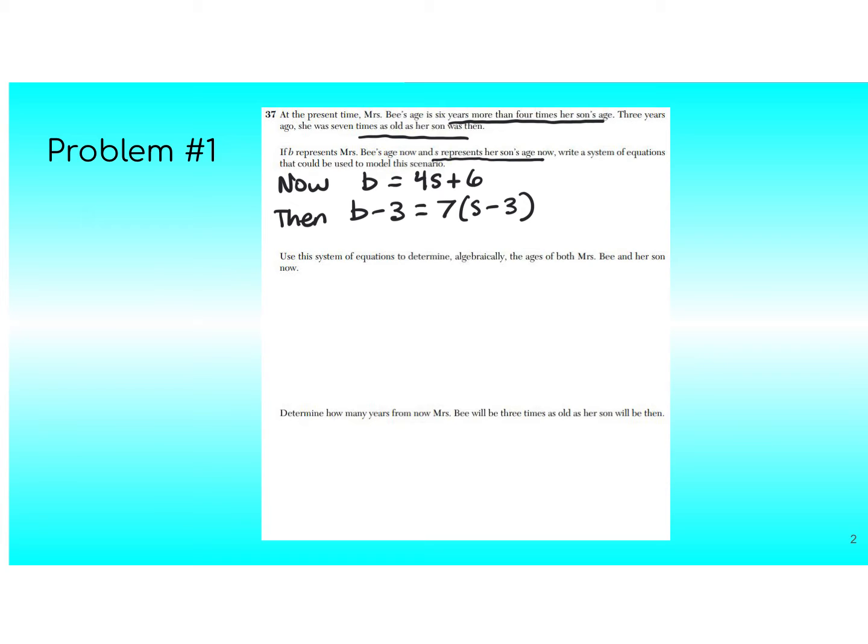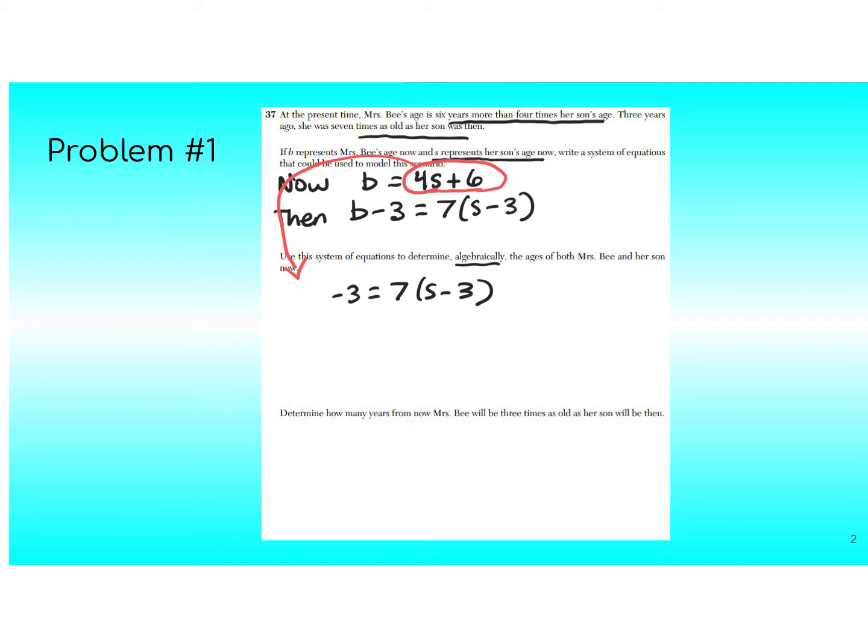Now it says determine algebraically. So we would need to decide what we want to use. I'm going to use substitution because 1 is already solved for B. So we know B is 4s plus 6. So we'll use the second equation: B minus 3 equals 7 times S minus 3. But I'll replace that B with my 4s plus 6. So I'll just show that.